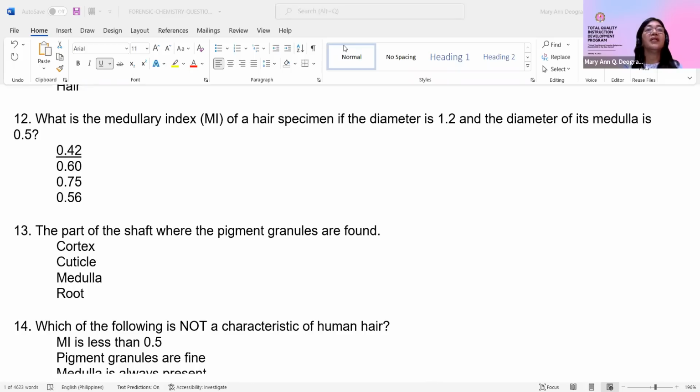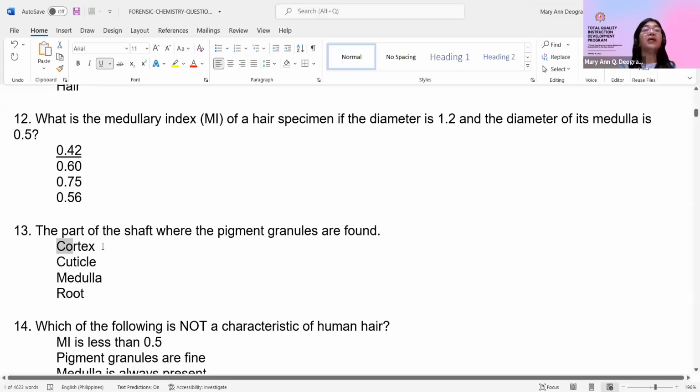Okay. Letter A, yes. Alpha ang sagot. Part of the shaft where the pigment granules are found is in the cortex. Kasi yun yung pinaka, it is the thickest. Why cortex? The cortex is the thickest part of the shaft, no? So that's the reason why yung chemical component na nagbibigay ng kulay ng buhok is nandito sa cortex.